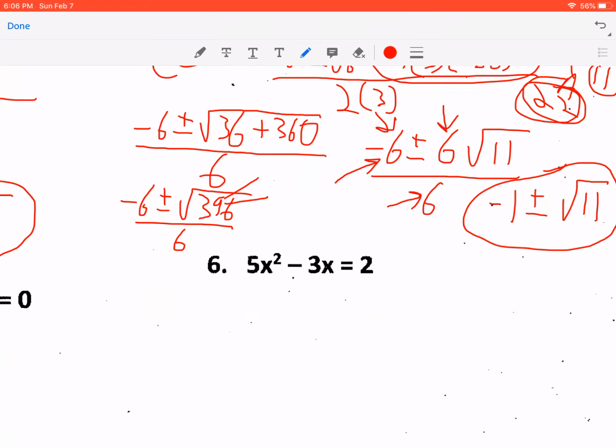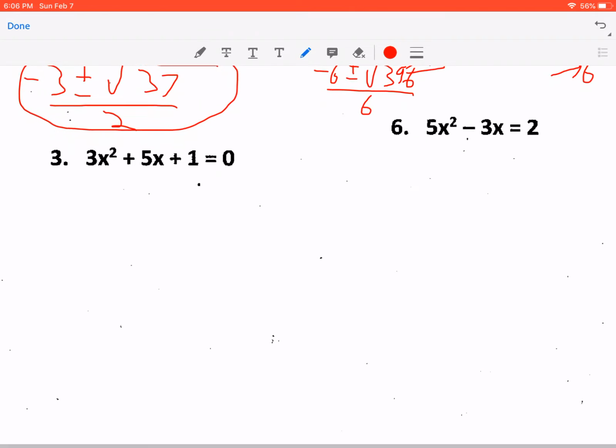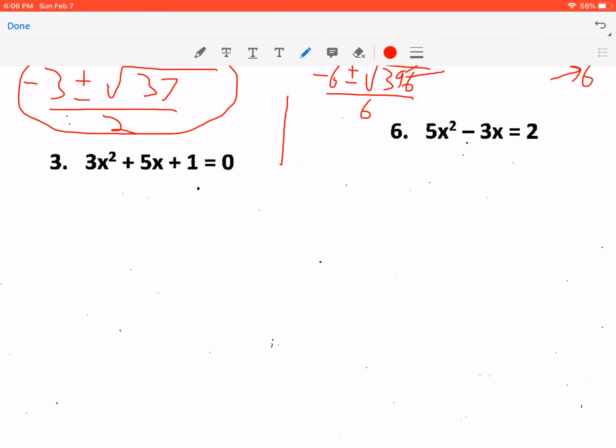Okay? Now, I'm going to make two slight changes to number 3 and number 6. I'm going to make them so that when you graph them, they are above the x-axis. What that means is you are going to have a negative inside of your square root, which means it's going to be an imaginary solution. How do you get rid of a negative inside of a square root? You put an i outside the square root. So I'm actually going to change this one to 3x squared plus 5x plus 4.